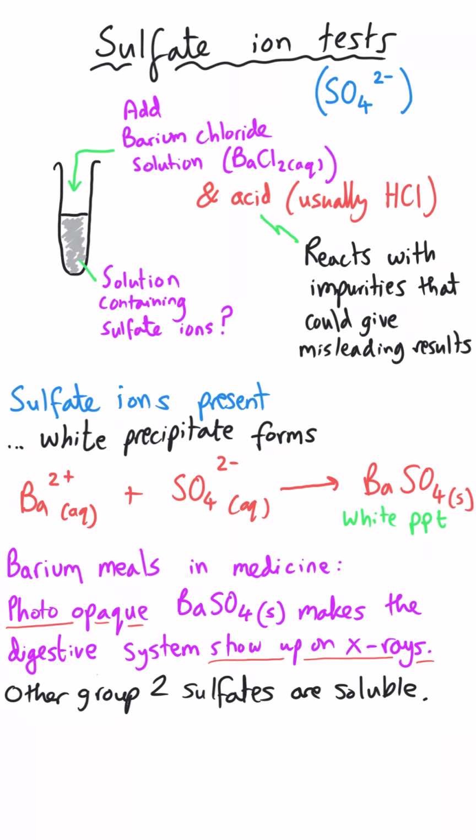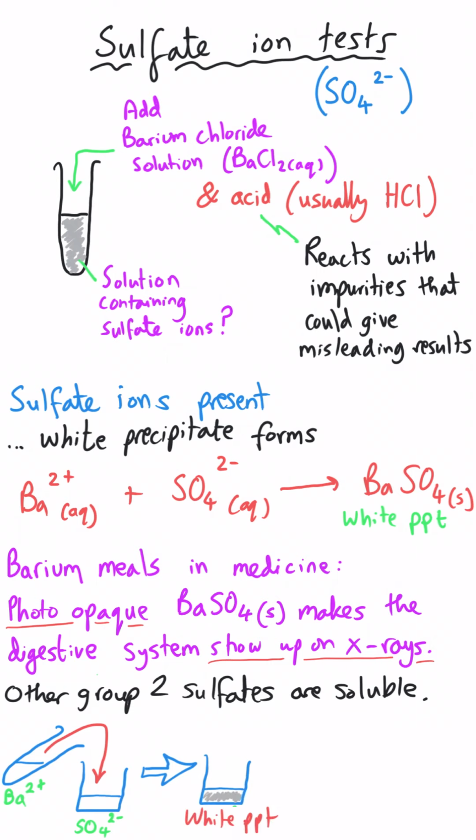And one last thing to say about the sulfate ion test. If you can use barium ions to test for the presence of sulfate ions by mixing the two of them together, then it works in reverse. The sulfate ions can be used to test for the presence of barium ions. So if you added something like sulfuric acid to an unknown solution and you got a white precipitate, you can be reasonably confident that your unknown solution contained barium ions in the first place.